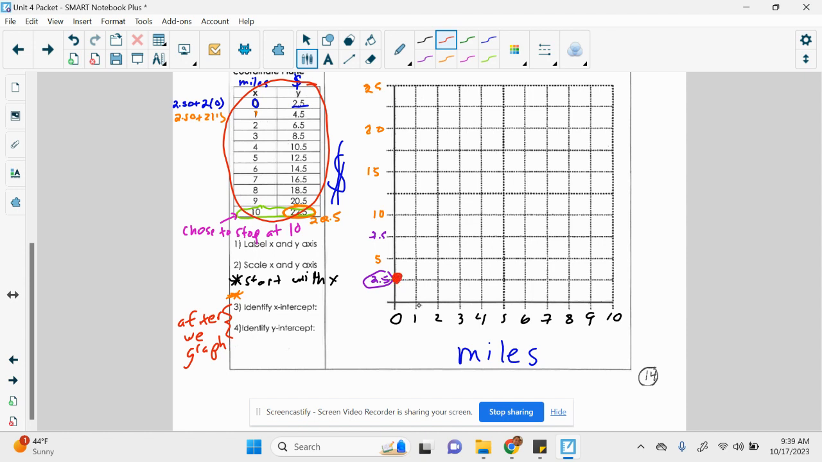Now the next one's 1 and 4.5. Now I don't see 4.5, but I'm going to guesstimate 4.5 is about there. 2 is 6.5, so I go 2, up 6.5, and I go here. Now I'm going to keep going, all right? And we're going to notice that it should follow the same pattern, a linear pattern going this way, all right?